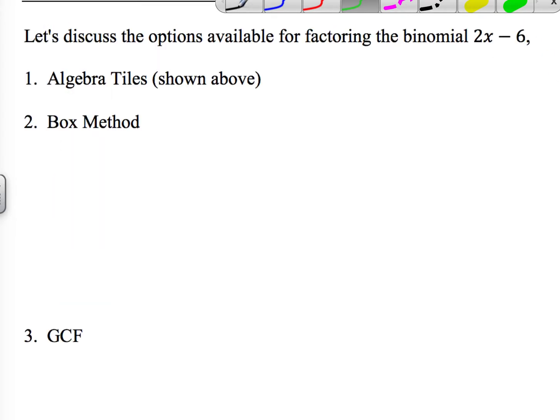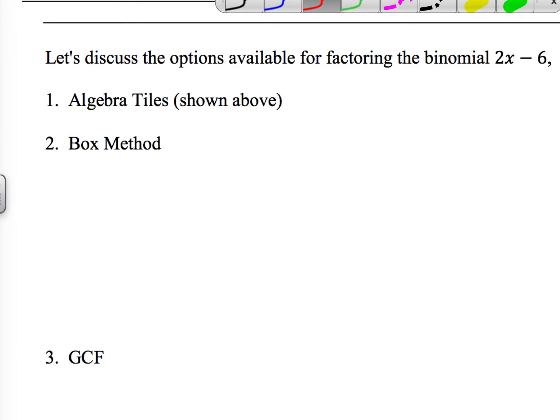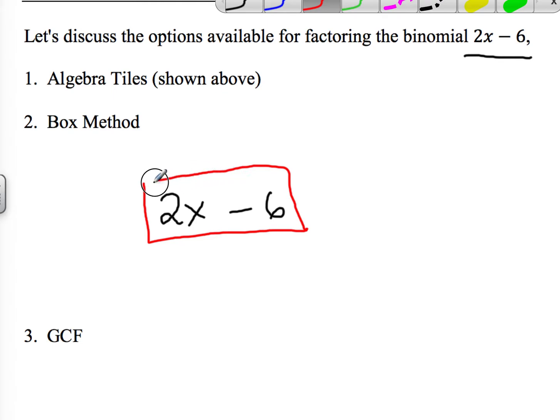Now, of course, there are other methods, and I know you guys are always eager to find another method. Grev, can you explain the box method if we're trying to factor 2x minus 6? Well, if we have 2x minus 6, we can create a box around these two different quantities. We want to think of it as a two-term box, so we split our box down the side.